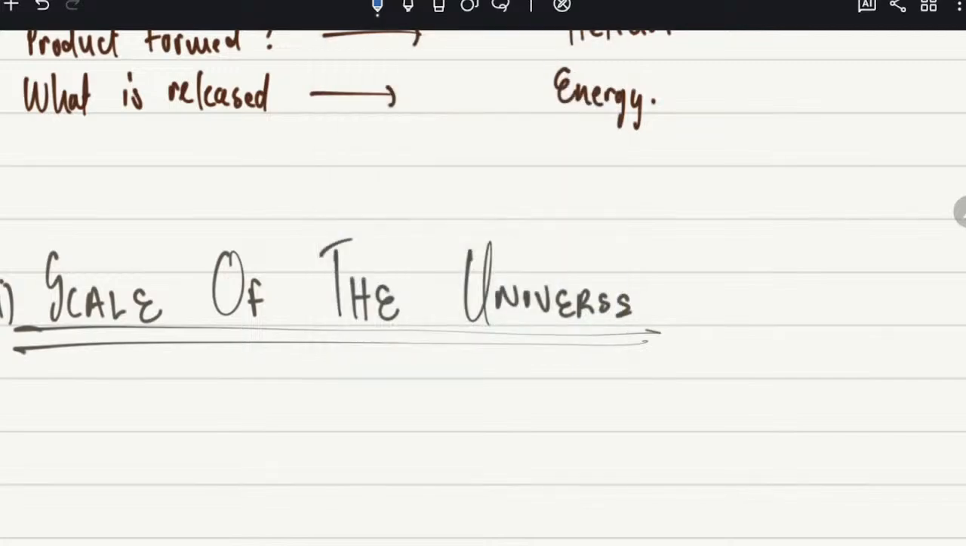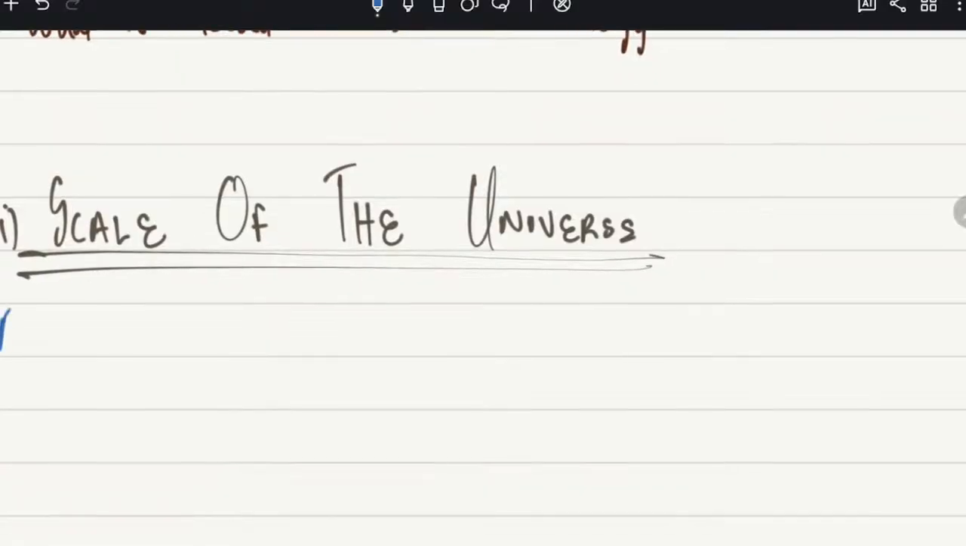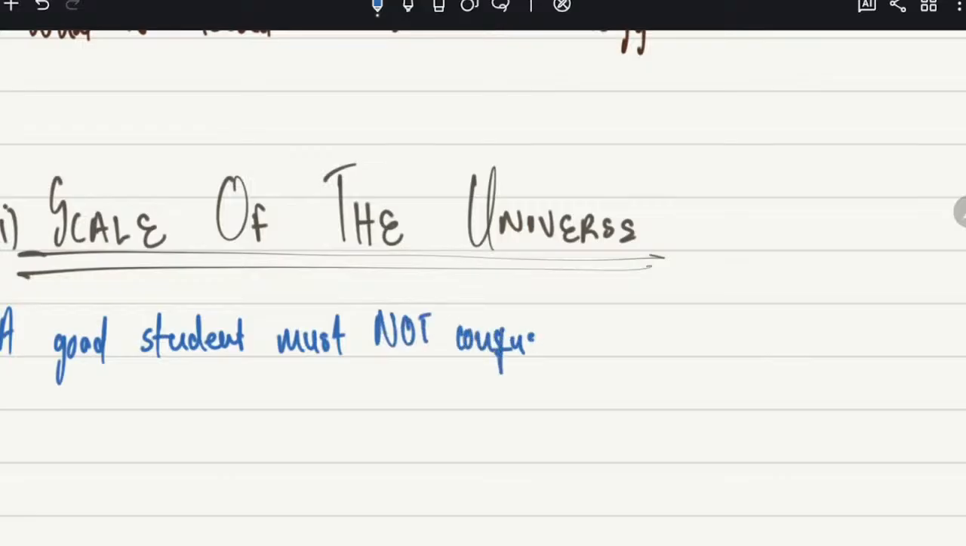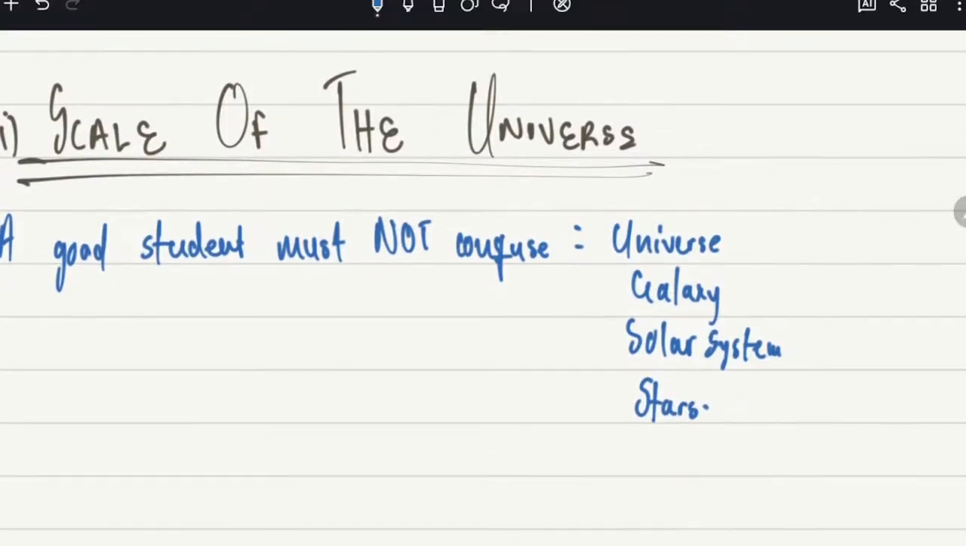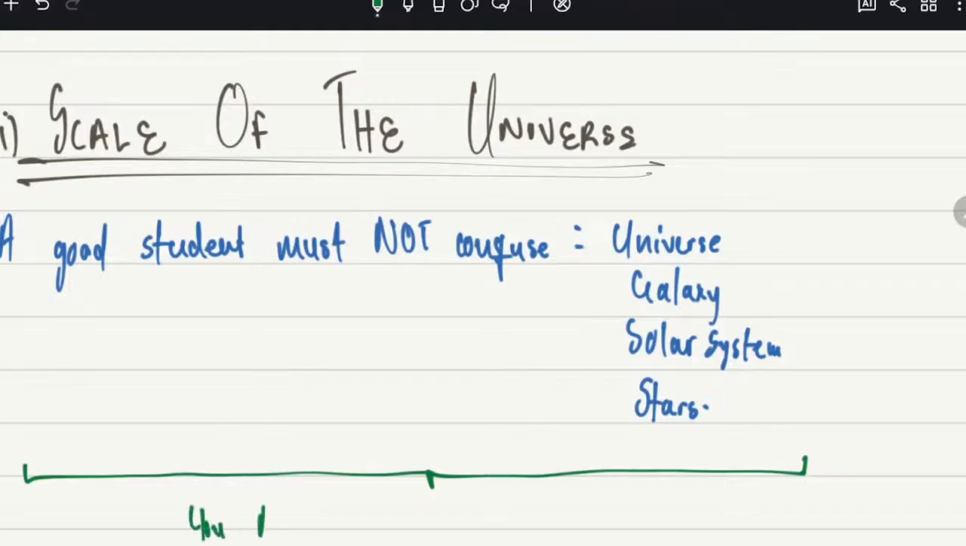Scale of the universe. What is it? So let me say, a good student must not confuse universe, galaxy, solar system, and stars. A good student must not confuse it, okay? You must know the hierarchy. You must know the hierarchy, okay?